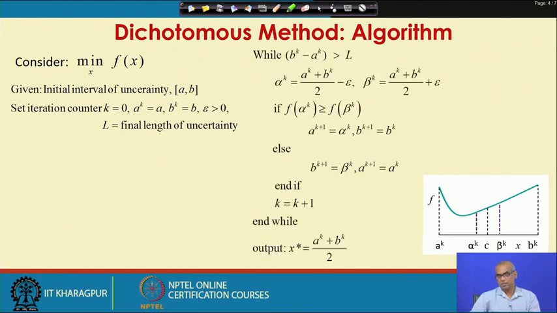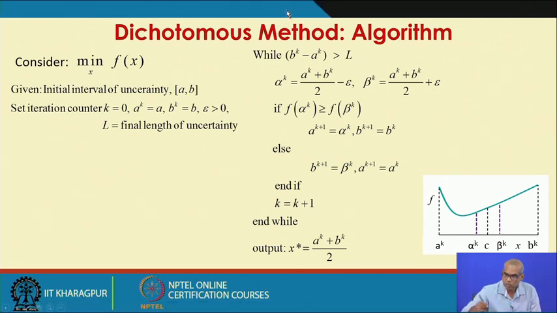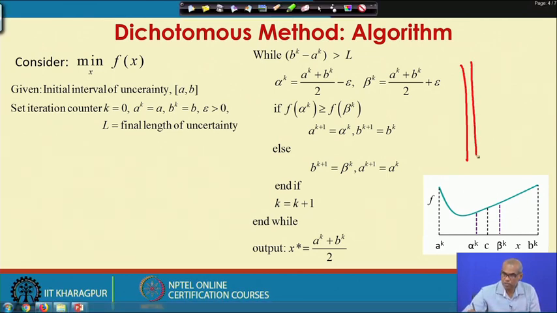So, as long as b k minus a k is greater than L, that means as long as the interval of uncertainty is greater than the given final length of uncertainty L, I do these steps. So, I get two midpoints. I get two points around midpoint, evaluate the function value.